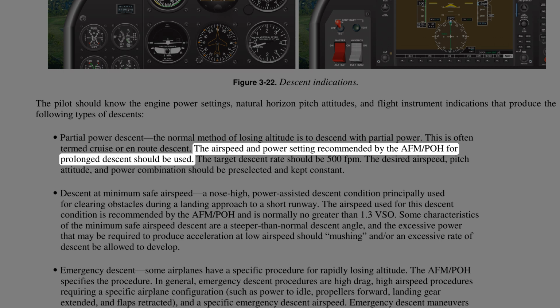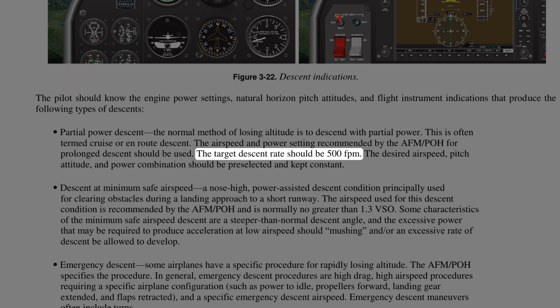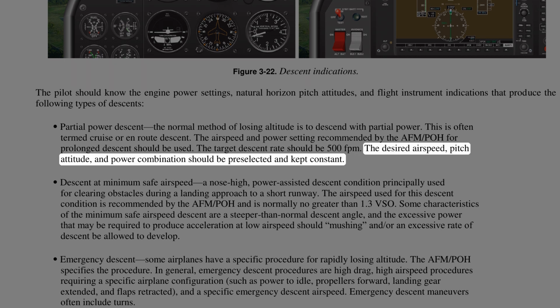The airspeed and power setting recommended by the AFM/POH for prolonged descent should be used. The target descent rate should be 500 fpm. The desired airspeed, pitch attitude, and power combination should be pre-selected and kept constant.